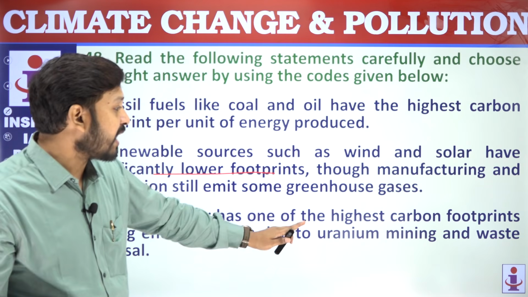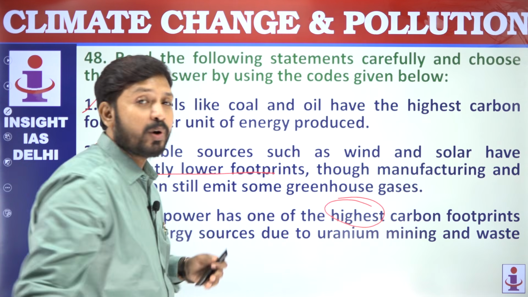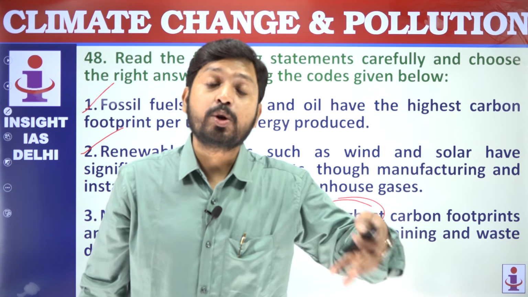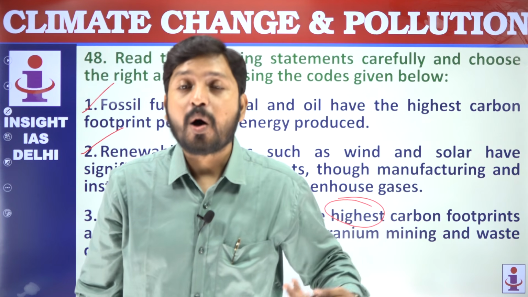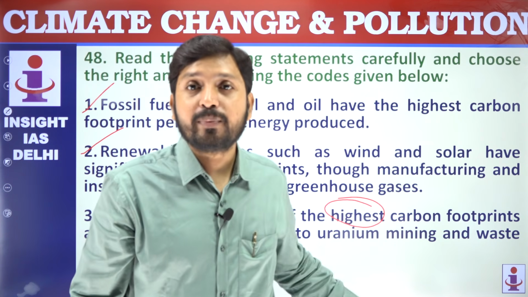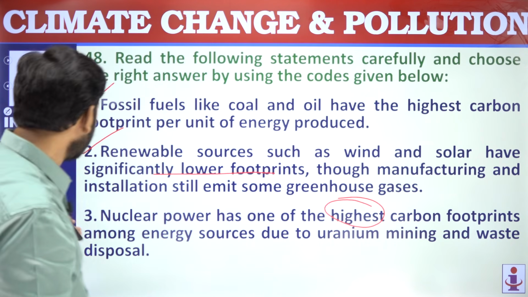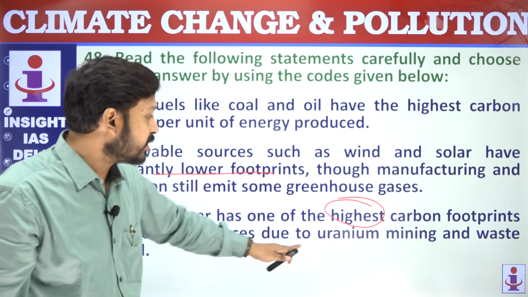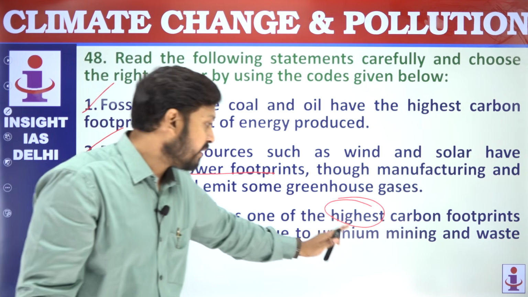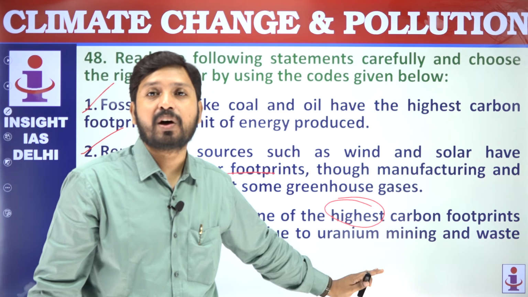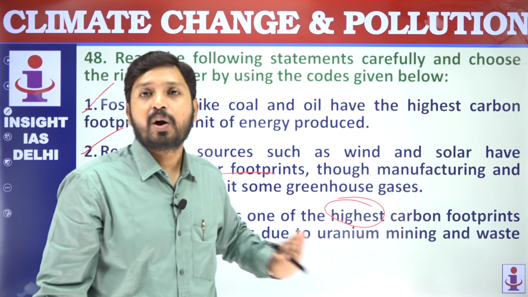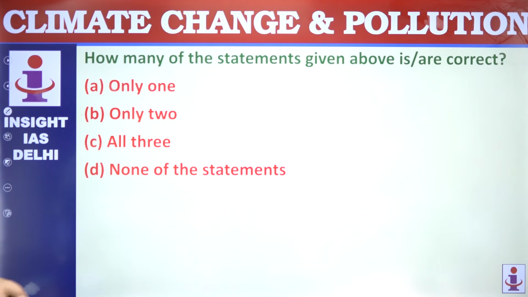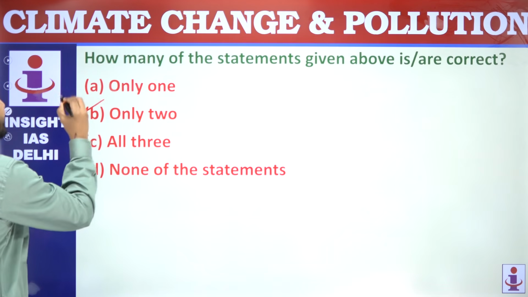And nuclear power has one of the highest carbon footprints. No, once nuclear energy starts generating, it will not release any CO2. That's why it is one of the cleanest fuels. But the problem is, whenever the uranium used in the nuclear reactor is extracted, or when we do enrichment of the uranium, some emissions can occur. So the statement says nuclear power has one of the highest carbon footprints among energy sources due to uranium mining and waste disposal. Even though in the process of uranium mining some CO2 or some pollution occurs, it is not that huge. So this statement is wrong. 1 and 2 are correct, the third one is wrong, and they are asking for the correct ones, so only 2 statements are correct in this case.